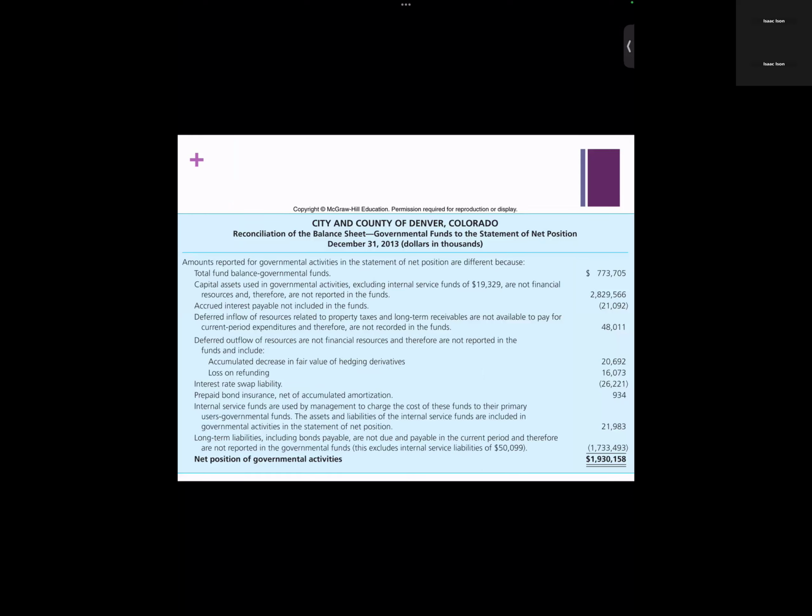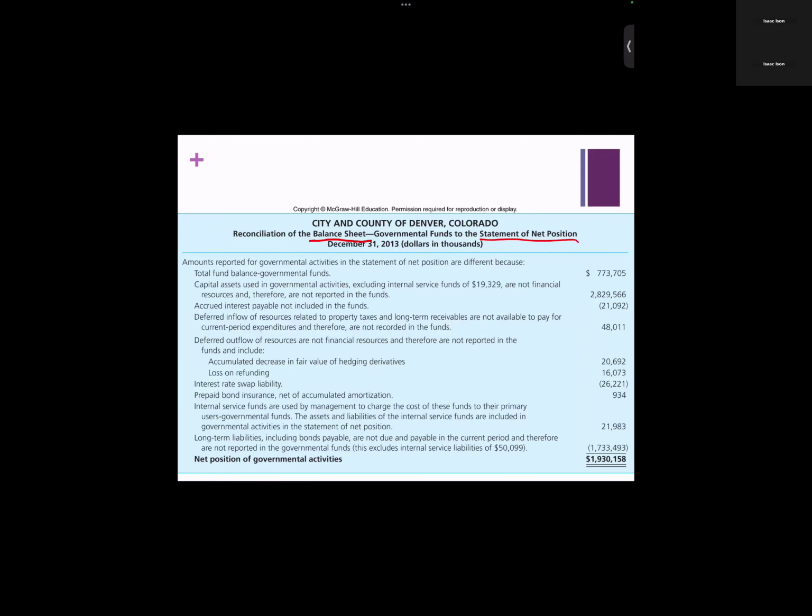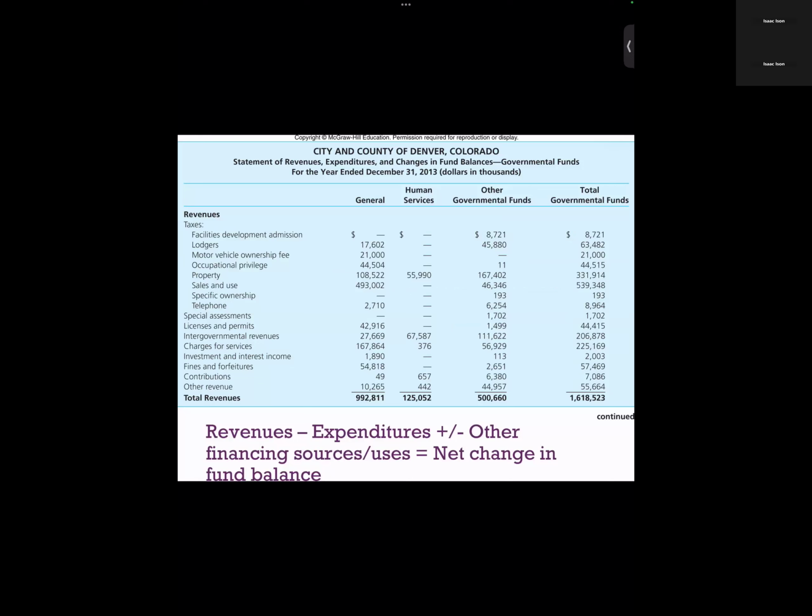Okay, and then here we have a reconciliation between the balance sheet and the statement of net position. Okay, so there are some things that are going to be on the statement of net position that aren't on the balance sheet because statement of net position carries fixed assets and long-term liabilities. So, and another, we'll focus a whole PowerPoint on how to do those reconciliations.